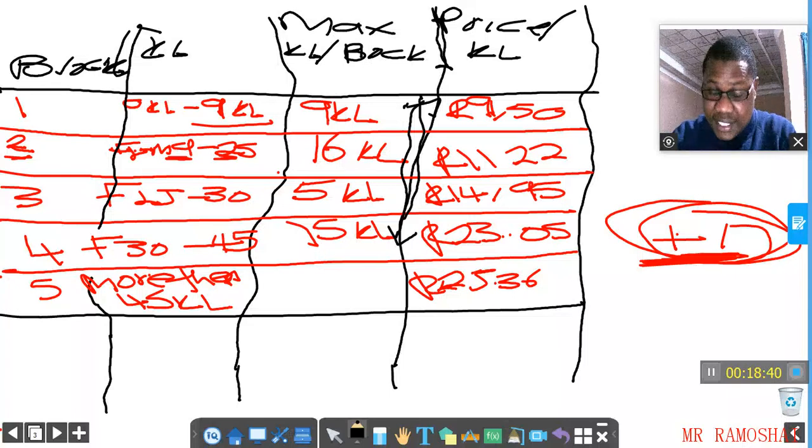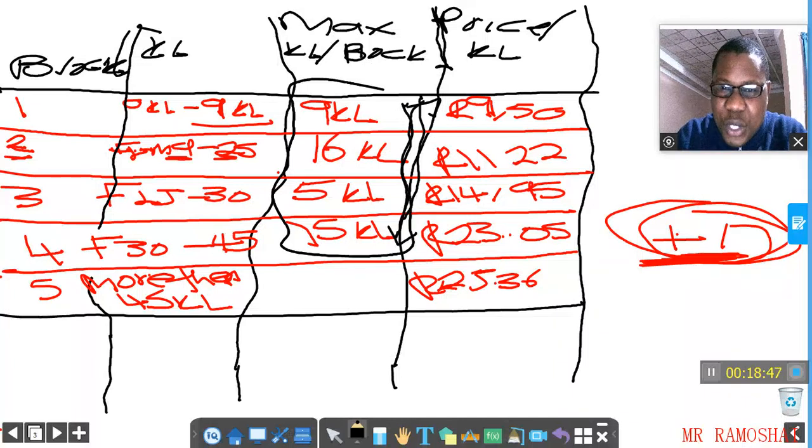Are we clear? So I want you to check something. If you add the maximum kiloliters from block 1 up until block number 4, you must definitely get 45 kiloliters. Are we clear? Right, let's prove that. The first block can take a maximum of 9, second block is 16, third block is 5, fourth block is 15, and there we have it, 45 kiloliters, right?